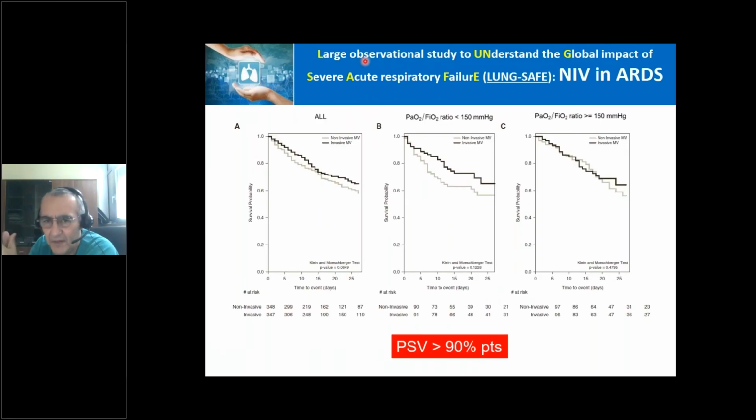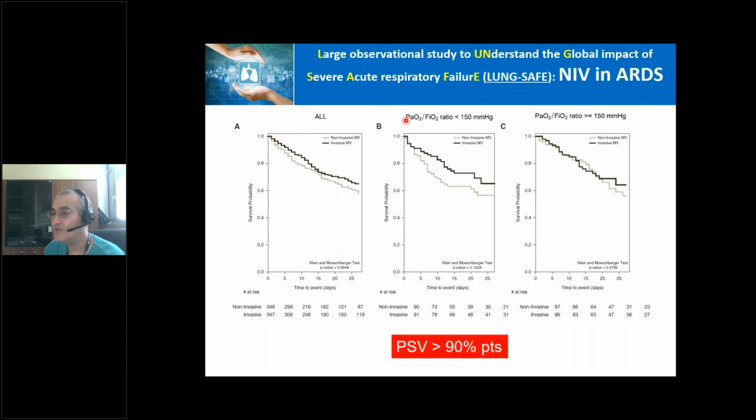This study, the LUNG SAFE study, was performed by my colleague Giacomo Bellani and others. It was an observational study all over the world about ARDS. This is a part of the study in which they investigated the role of non-invasive ventilation in patients with ARDS. Apparently, applying non-invasive ventilation doesn't change the outcome compared with not doing it.